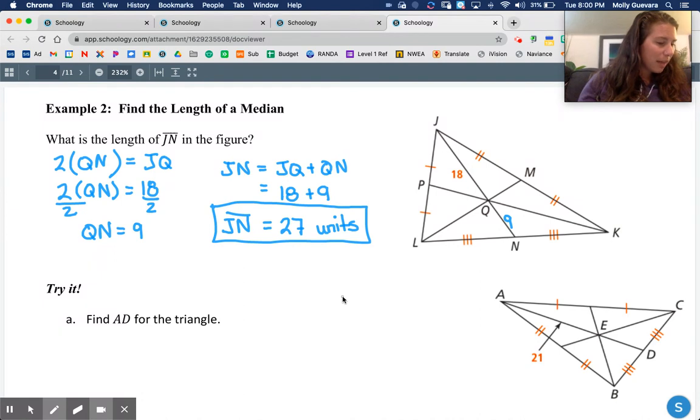Okay, so you guys have 2 try-its here. So go ahead and pause the video and give it a try. They're pretty much identical to this example that we just did. So try it, and then when you guys are ready to go over it, go ahead and hit play and we'll review it.